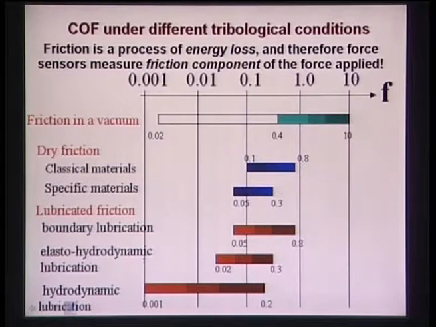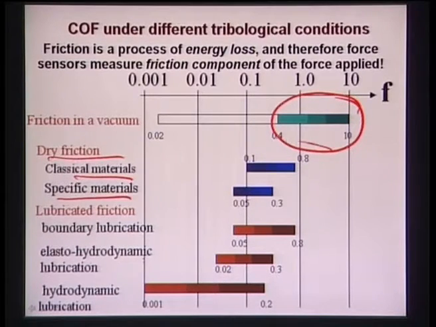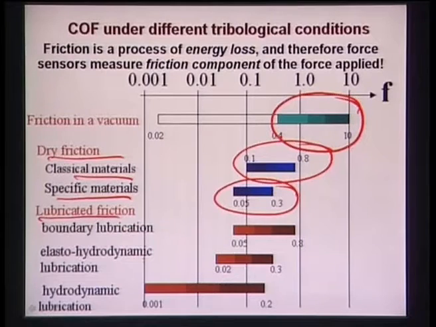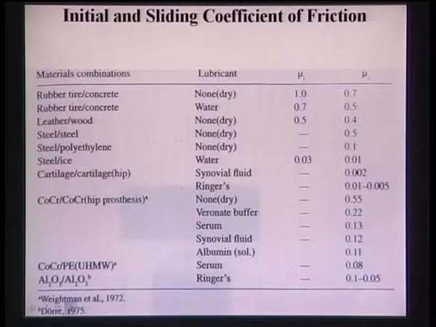Now typically friction in a vacuum can be very high, that can go up to 10 or so. Dry friction, for classical metals or specific metals, can vary from 0.1 to 0.8 or 0.05 to 0.3. Lubricated friction values are between 0.05 to 0.8 and 0.02 to 0.3. Now this is the initial and sliding coefficient of friction.